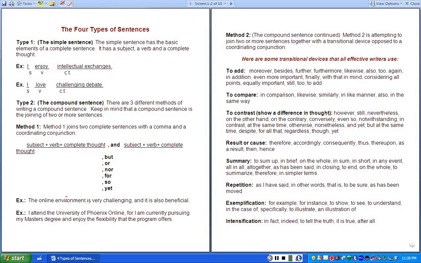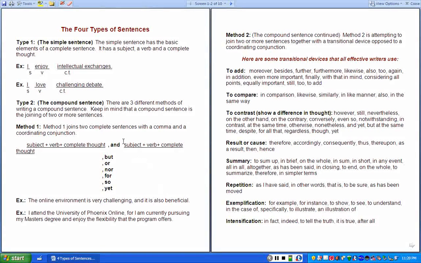What is the online environment? It's very challenging. Second sentence: It is also beneficial. It is my subject. It's a pronoun. Is is my verb. And what is it? It's beneficial. So if we pass the test, I have a sentence to my left, a sentence to my right.